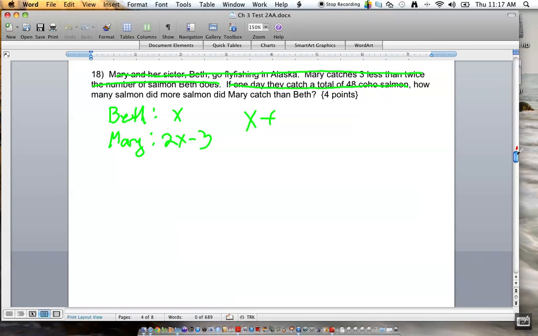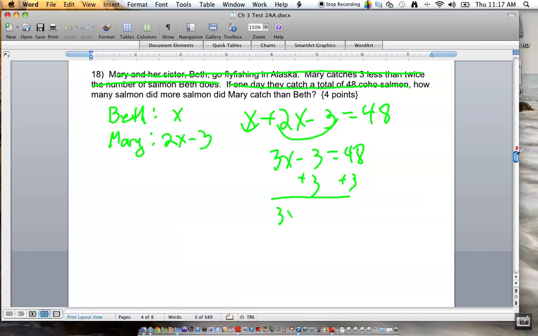So that means if I add Beth to Mary, here's Beth, here's Mary, I get 48 salmon. So this is the same side situation. 3x minus 3 is 48. Add 3. 3x is 51. Divide by 3. x is 17. So Beth has 17. Mary has 2 times 17, which is 34. Minus 3 is 31.